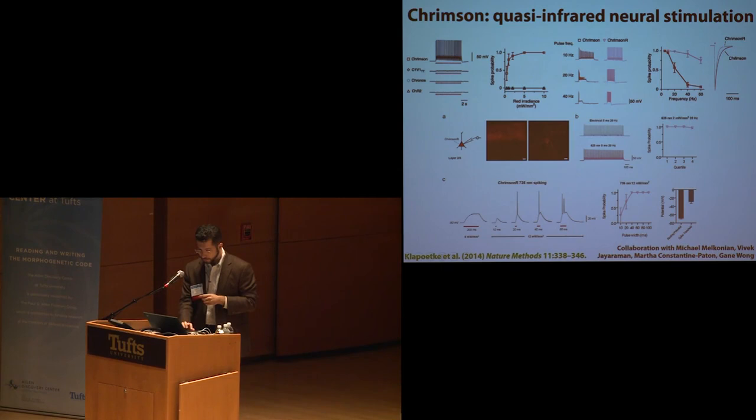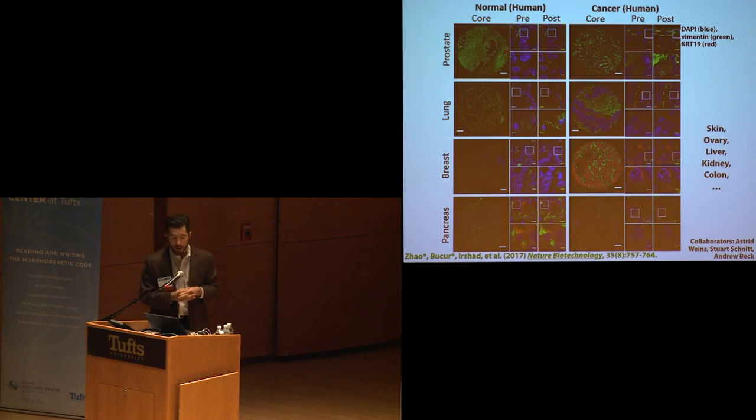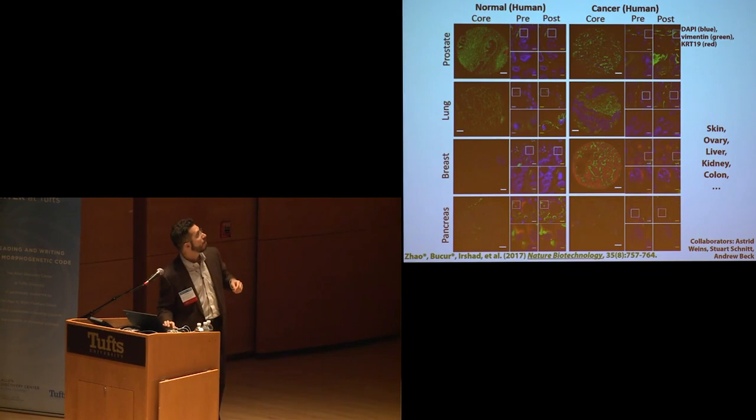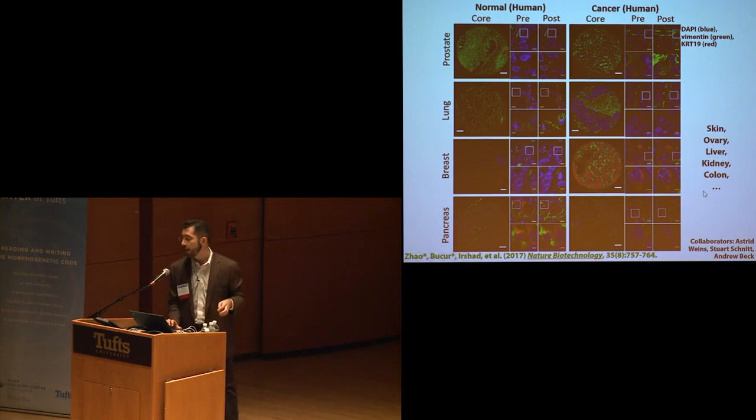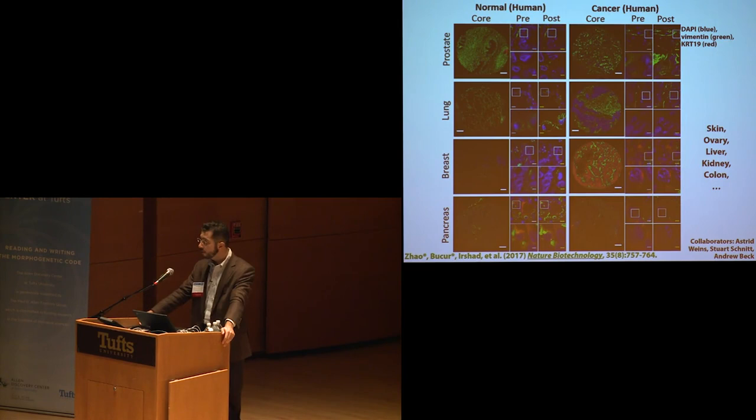It's working pretty well. So what Yang Shen and Octavian worked out, they were very obsessed with getting this to work in the pathology arena, is that they got specimens, human specimens, of prostate, lung, breast, and pancreas. And then in the paper, which was in Nature Biotechnology a couple months ago, they also did skin, ovary, liver, kidney, colon, basically all the things that we get our hands on from our pathology collaborators. And all of it worked pretty well.